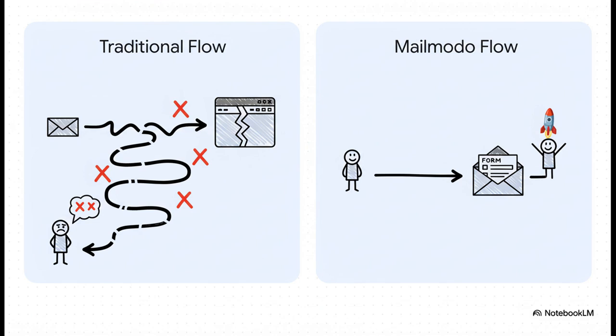Look at the left. That's the traditional flow. It's a tangled, clunky mess, isn't it? Email, click, wait for a new tab, find the form. Ugh, there are so many points where someone can just get frustrated and leave. But now, look at the right. The Mailmodo flow is just a clean, straight line. They get the email, they fill out the form, and they're done. It's pretty obvious which path is going to get you better results.